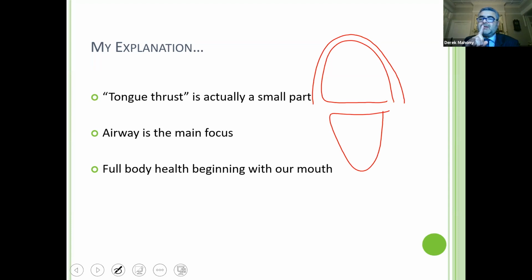Do some exercises of strengthening the tongue. And I can show you lots of links and videos to learn those exercises. There's lots of great courses if you want to learn more about this. But tongue thrust, even though I'm talking about it a fair bit here, it's actually a small part of the equation. Airway is the main focus, right?